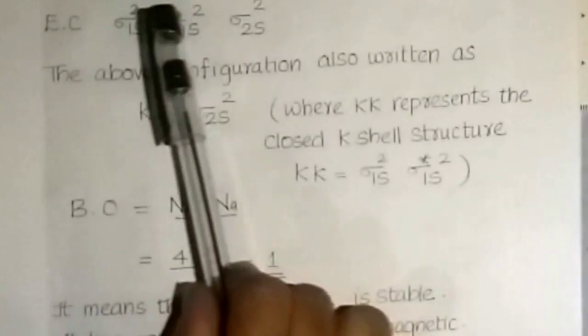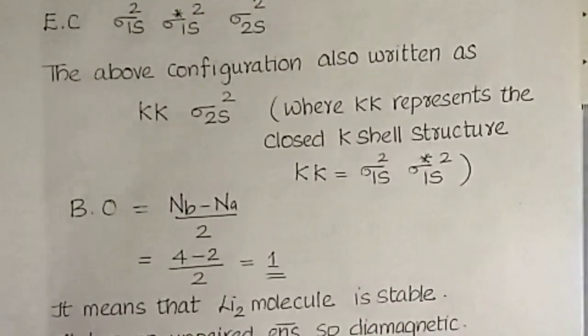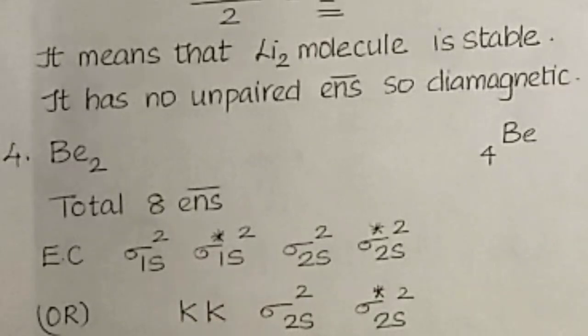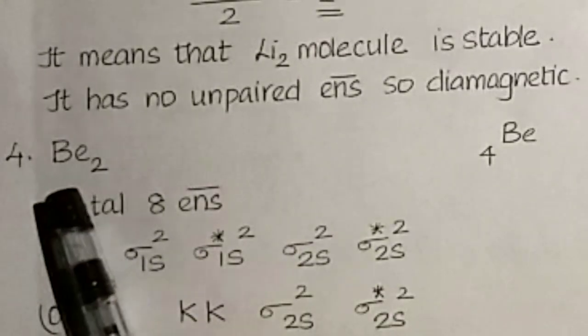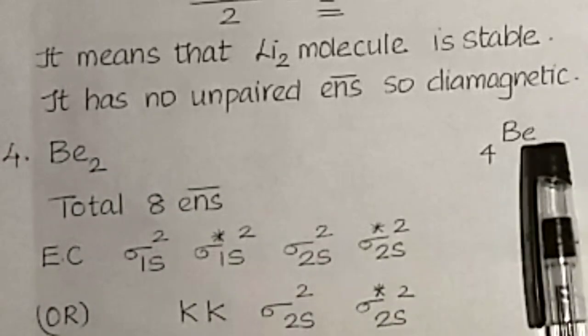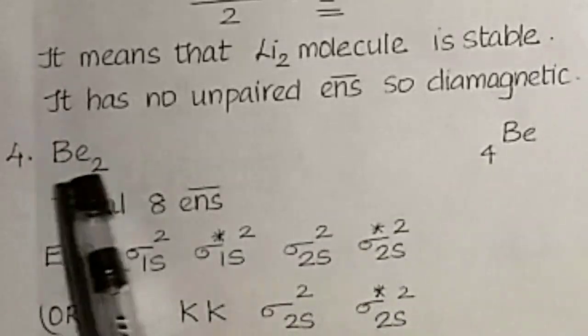All electrons are paired in the molecular orbitals. So these are diamagnetic in nature. Then the next one is the beryllium molecule. Atomic number 4, and it consists of 2 beryllium atoms.